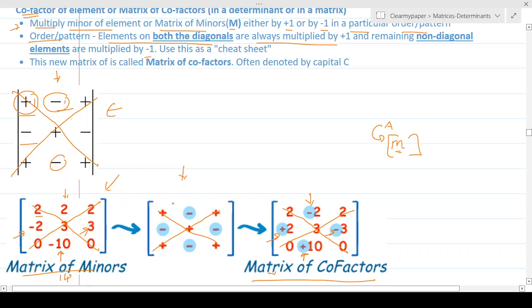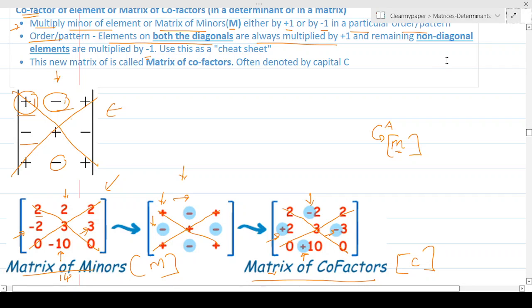The way I do it is, whatever is on both the diagonals, those are positive and the remaining are negative. That's how I apply it. But even alternating positive, negative also is fine. But make sure that you always start with a positive sign and you alternate from both the sides. You alternate here also and you alternate here also. So that's what a cofactor means, a matrix of cofactors means. And a matrix of cofactors is denoted by the letter C, just as the matrix of minors is denoted by the letter M.